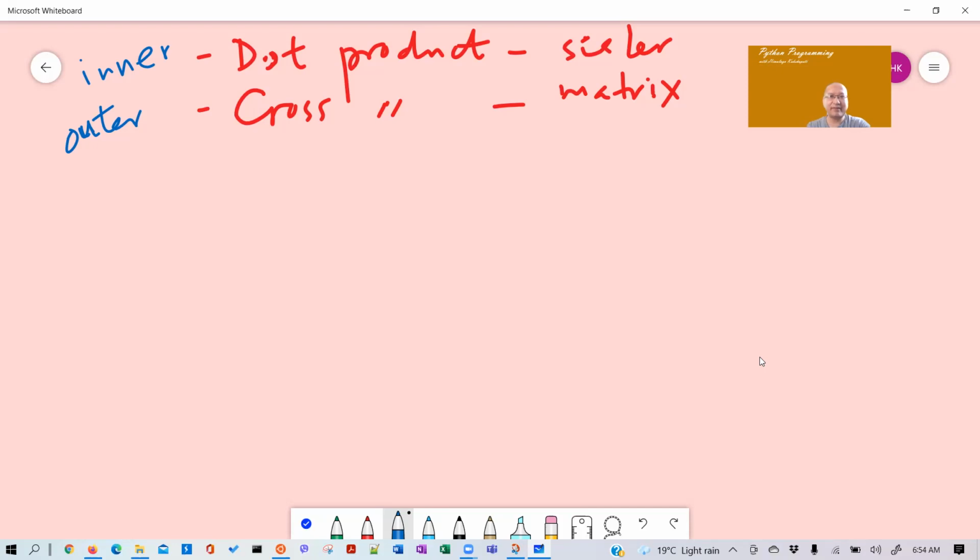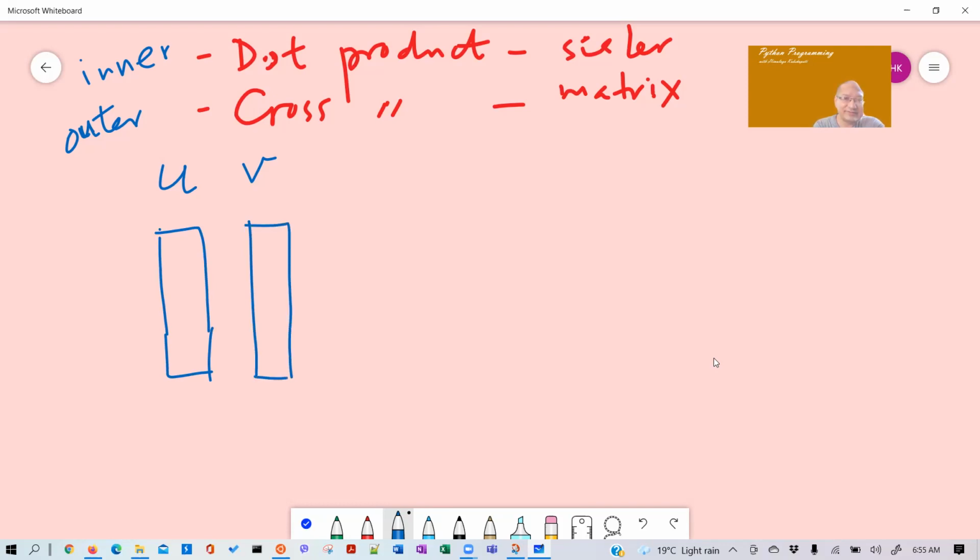Inner outer, right? So let's try a few things. Say dot product. So I have, for example, U and V, right? There are two vectors, U vector and V vector, right? So it's normally vectors. Dot product. Let's say these both are column vectors.